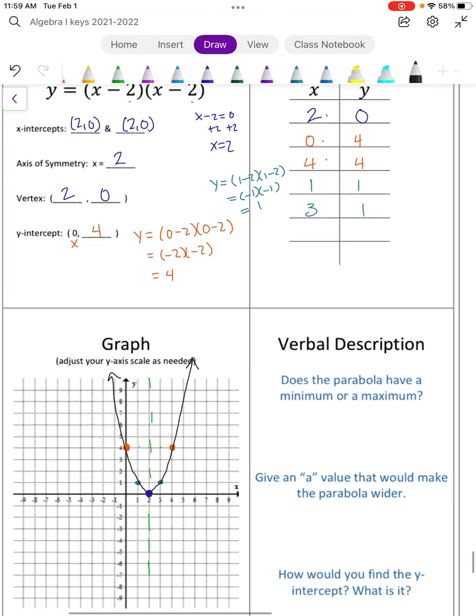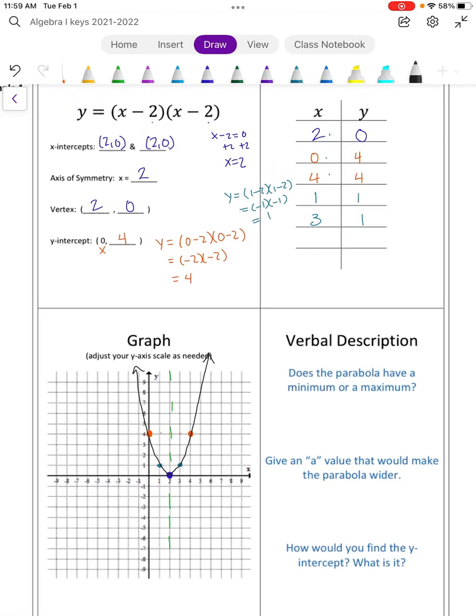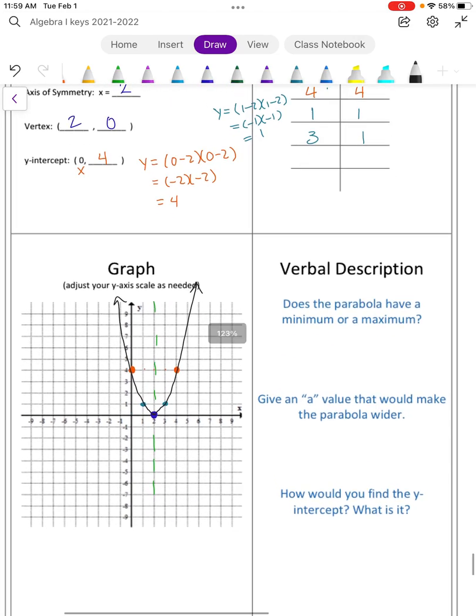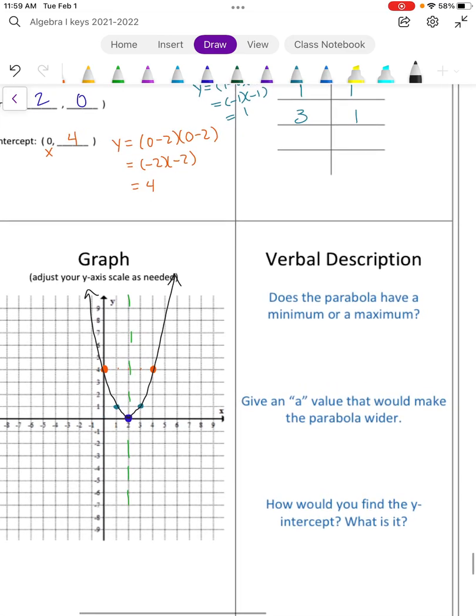So we have our graph, our table, and our equation. So the last step is just to think about this verbal description. It wants to know if the parabola has a minimum or a maximum. Well, if we look at our graph, it's opening up, so it has this minimum value. It's got a lowest value.